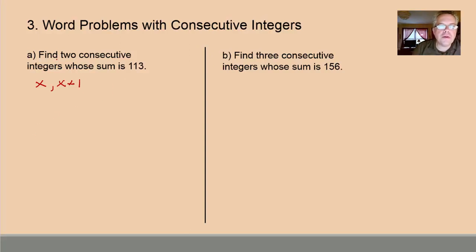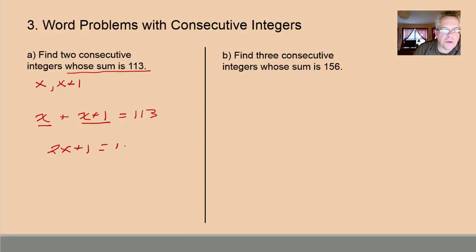All right, so now let's go back to the problem. Whose sum is 113? So I'm going to take the first one, x, plus the second one, x plus 1, and I'm going to set that equal to 113. So that's my first integer, that's my second one. Okay, so now we combine like terms. 2x plus 1 equals 113. So 2x equals 112. And that would mean x equals 56. That's my first one.